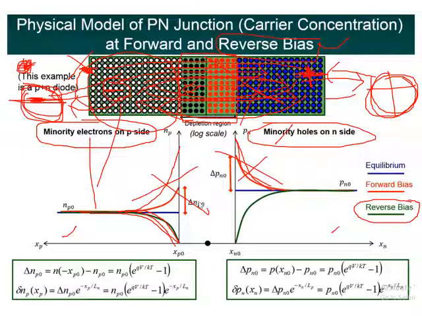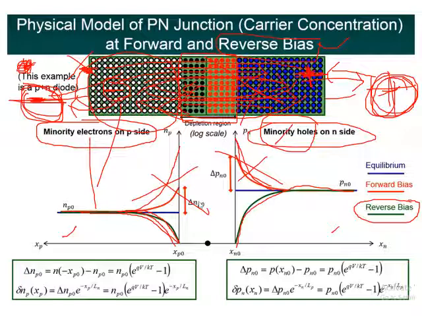Similarly, the number of minority holes on the n side will decrease as we apply the reverse bias. It is due to the repulsion. And now we had spoken about reverse saturation current, right? That reverse saturation current is nothing but the escaping of the minority carriers. So reverse saturation current results only due to the flow of minority carriers, not majority carriers. Forward current is the result of majority carriers. Reverse saturation current is the result of minority carriers.